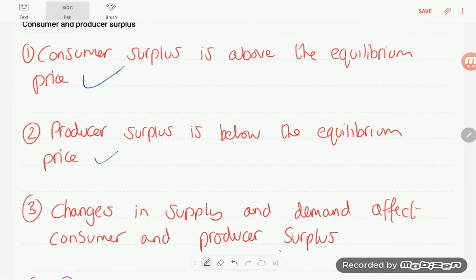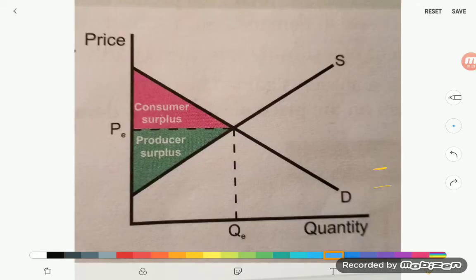Producer surplus is below the equilibrium price. Different producers have different costs when making goods and services. If a producer receives more for a product or service than the price they're willing to accept, the extra earnings are known as producer surplus.